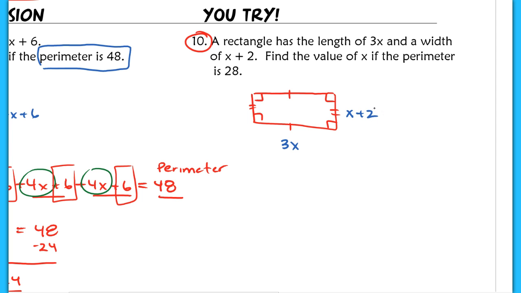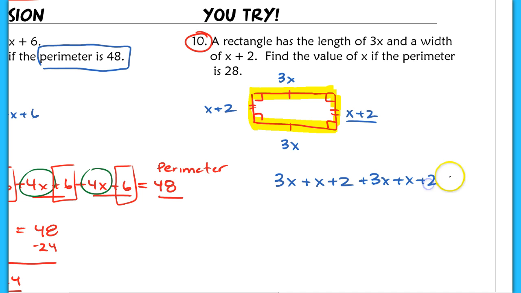We're going to find the value of x if we know that the perimeter, if we add up all of the parts, equals 28. So if this is 3x here, I also know that this side is 3x. If this side is x plus 2, the opposite side has to be the same, and it's also x plus 2. Now I'm going to add up each part. So I take this length, which is 3x, and I add to that this length here, which is x plus 2. And then I go around and I do the same thing. So I'm going to add another 3x and another x plus 2.